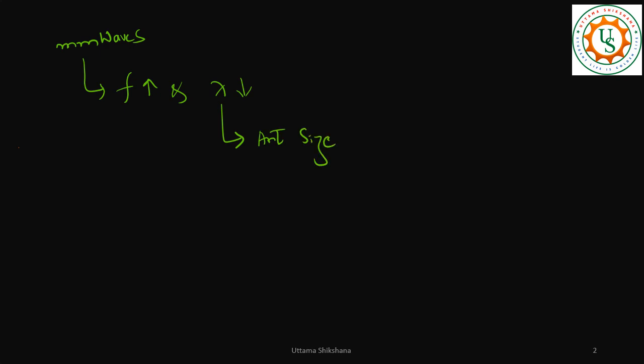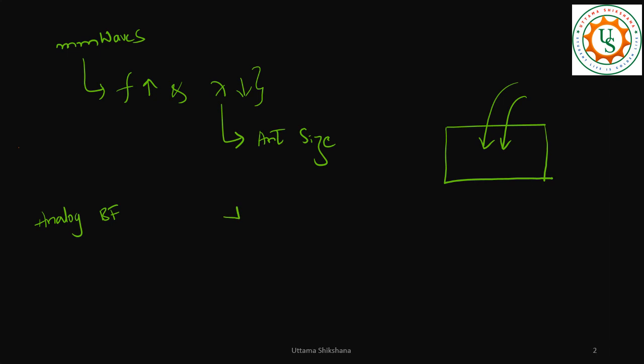In the same area, let's say this is the area, we can try to pack in more and more number of antennas with the decrease in the lambda, right? So why do we need that? I was also mentioning that in case of analog beamforming, we had a requirement that we should have more number of antenna elements in order to form the beam with narrow beam width, right?